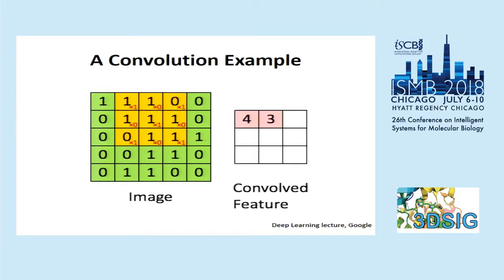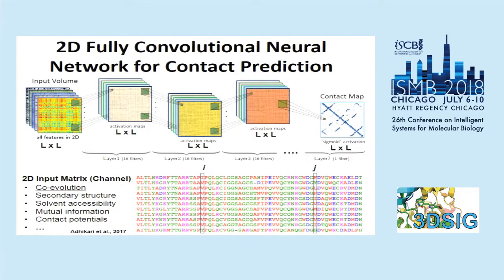So now I show you one video to demonstrate this. You see a filter move along to generate features by multiplying the input with the weights. So it generates 3D feature maps. Using this technology, we design a deep, fully convolutional neural network to predict contact maps.